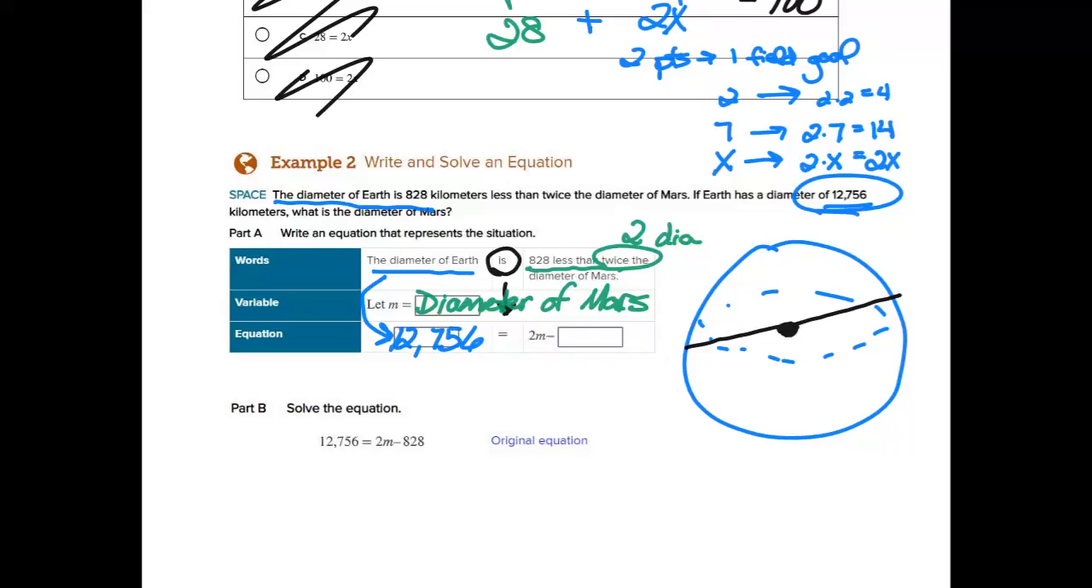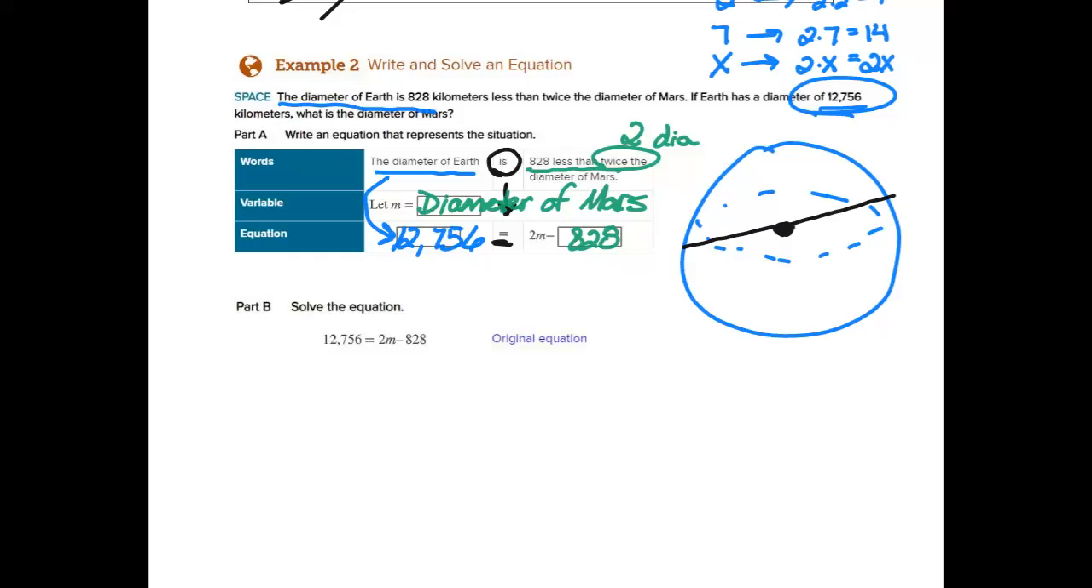12,756 is your equals, twice the diameter, but I want to show 828 less than that. So if I want to show 828 less, that is minus 828. Does everybody see how I got that? It's right down here, right below.